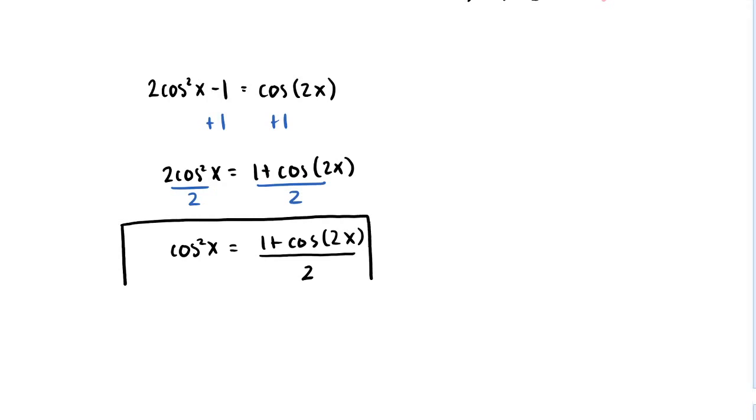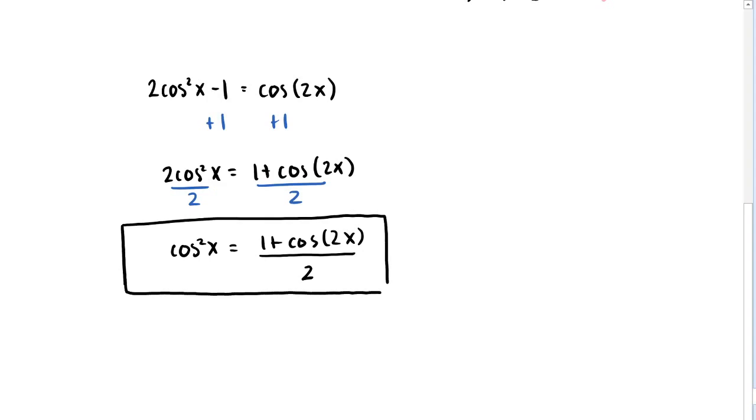What does this expression allow us to do? Well, it takes our cosine squared of x and converts it into an expression involving no powers of cosine or sine. It just converts it into 1 plus cosine of 2x, divided by 2.